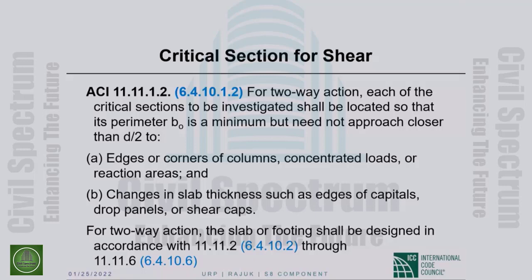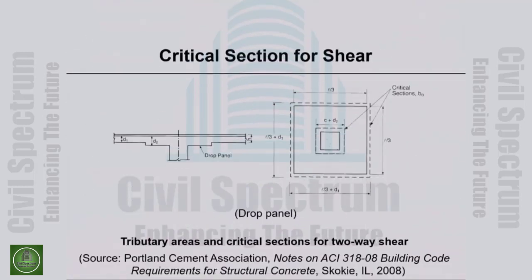Okay. Now, at the first critical section around the column, the d, effective depth, is based on the thickness of the slab, including the drop. At the second critical section around the drop panel, the d is based on the thickness of the slab itself. Okay, so there is a critical section around the column. There is a second critical section where the slab thickness changes. If there is another step in the thickness, then we have potentially another critical section. Okay, so that is what is said on that slide.